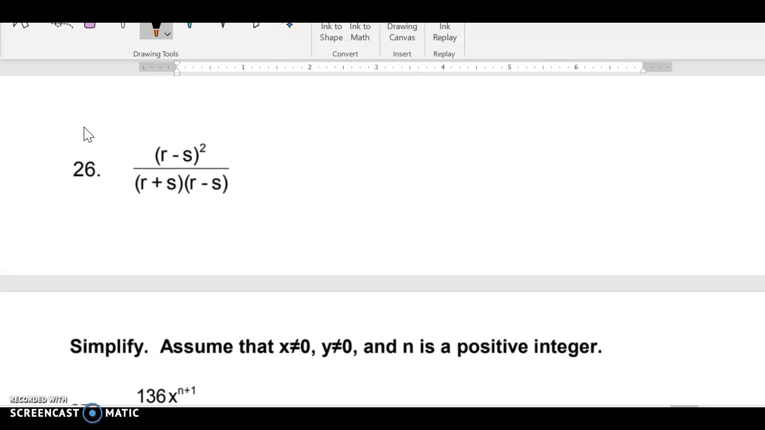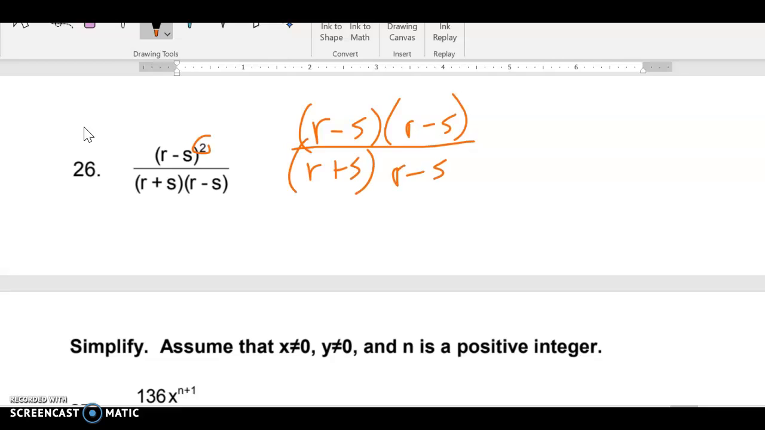And then we come down to this one, and we expand this out to r minus s times r minus s, because that's what that 2 says. And then you have r plus s over r minus s, and that's what that is. And so then you're going to factor those out, and you are left with r minus s over r plus s.